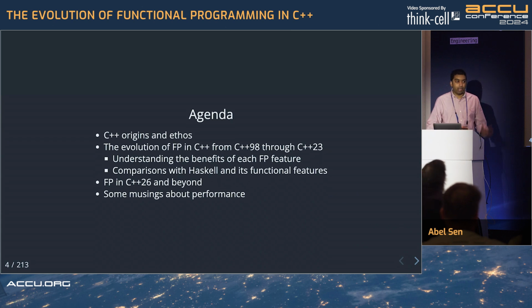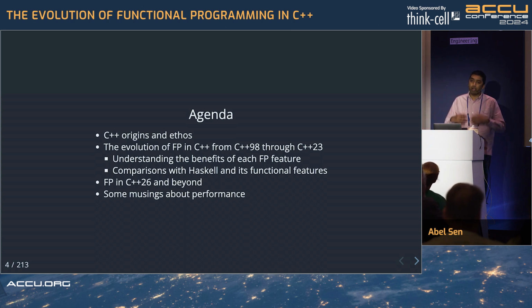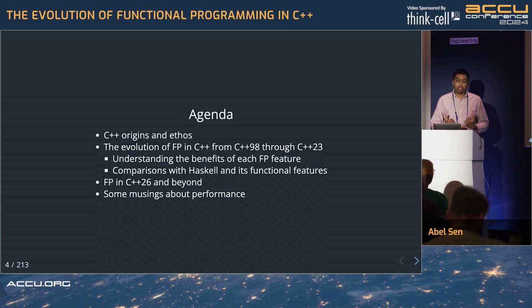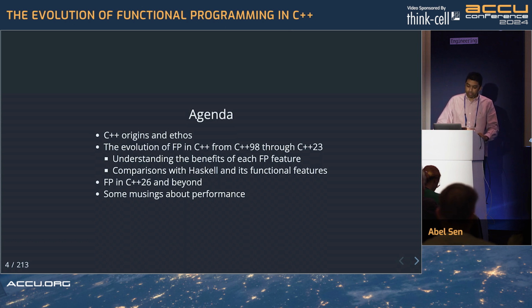So here's the agenda. I'm probably going to abbreviate this a bit since we've had previous issues, but roughly, we're going to try to understand the origins of C++ and its ethos as a language. And then we're going to dive into the meat of the presentation, which is going to be about understanding the evolution of functional programming, or FP, in C++ from ISO C++ 98 through ISO C++ 23. In particular, we're going to focus on understanding how each FP feature benefits us as programmers, and we're going to better understand why they're so important by comparing these features to the features that are offered by Haskell as a purely functional programming language, and how adopting these features can make our C++ more expressive. We're going to then talk about how FP is going to look like in C++ 26 and beyond, and then finally engage in some musings about performance.